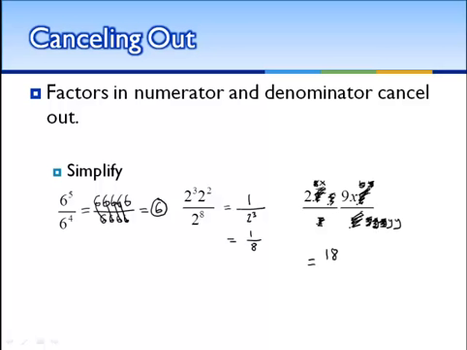I still have x and another x left over as variable factors. So I would write x squared. And then on the bottom, y times y reduces to y squared. And so here's our final answer.